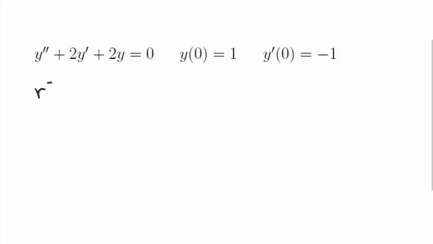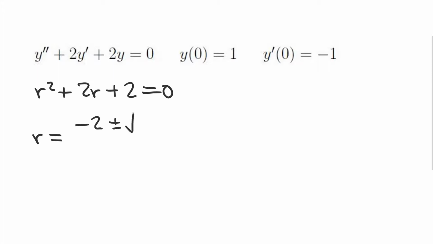So r squared plus 2 times r plus 2 is equal to 0. I just took off the coefficients here. And now we solve for r. And you're going to notice it's not factorable. And so I'm going to use the quadratic formula. And so I get r is negative 2, right, negative b plus or minus the square root of 2 squared minus 4 times 1 times 2, all divided by 2 times 1.